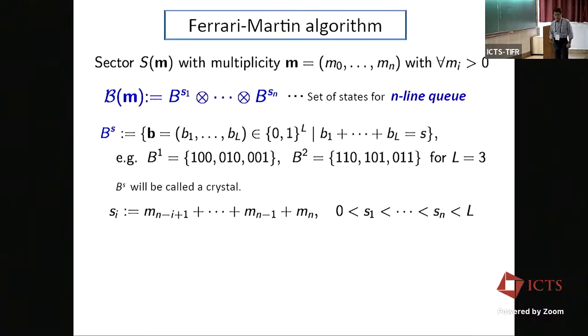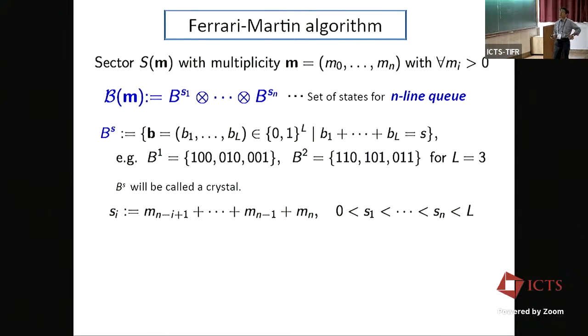So let me recall the Ferrari-Martin algorithm. We are given a sector labeled by the multiplicity array, and we consider this set, which is a set of states of the n-line queue, a multi-line queue in general. This symbol, a tensor product, is actually just a product of finite sets, and B_s is a finite set. It's a set of 0-1 arrays of length L satisfying this condition.